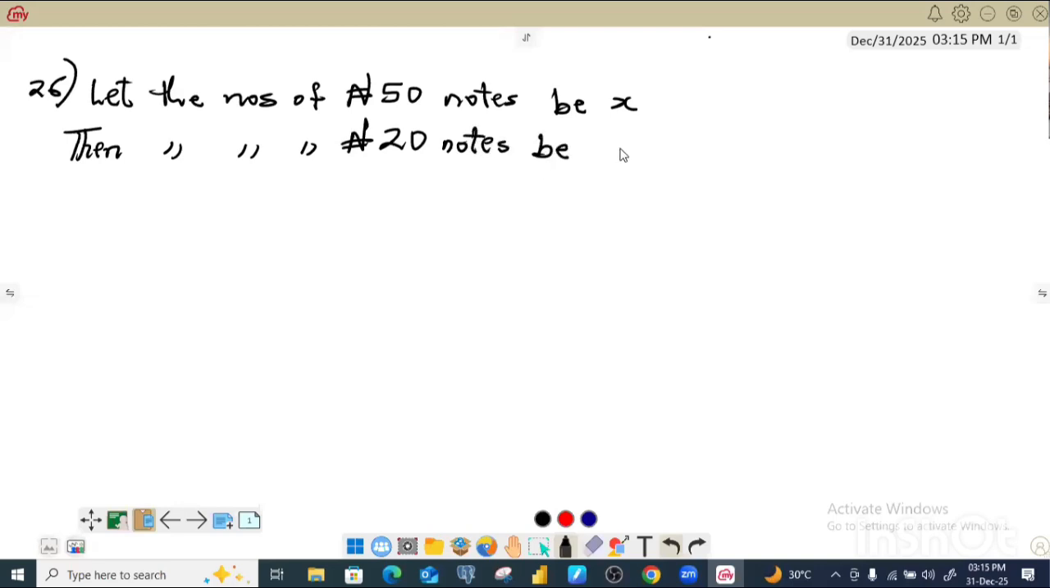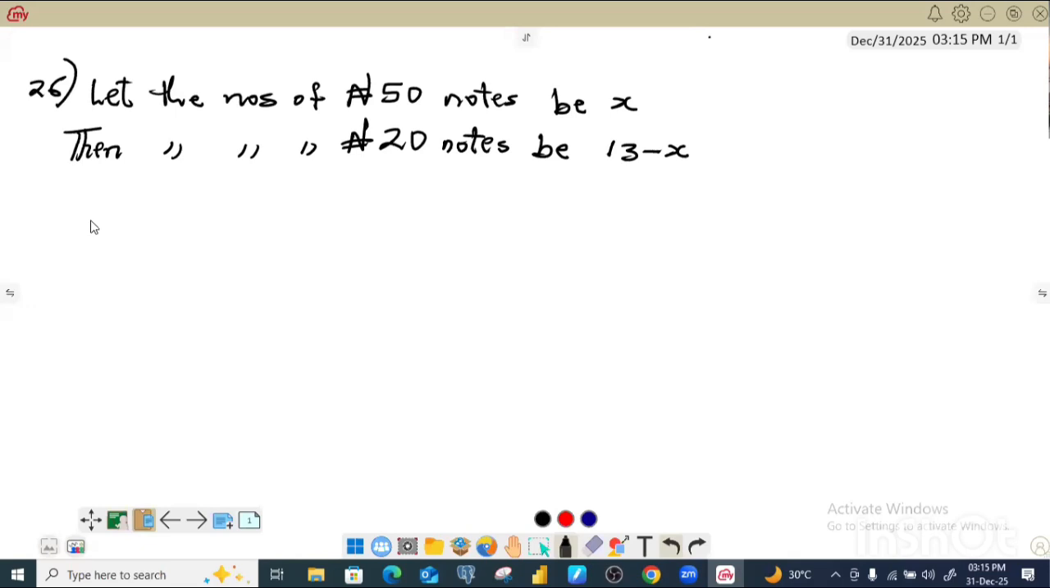That will be 13 minus x, right? Yes, because the total number of notes is 13, and they told us that the value of the currency notes in total is 530.